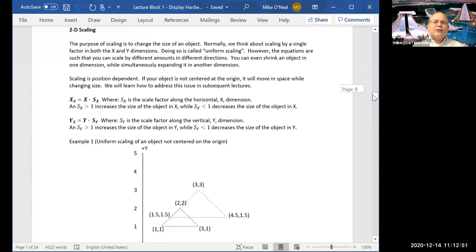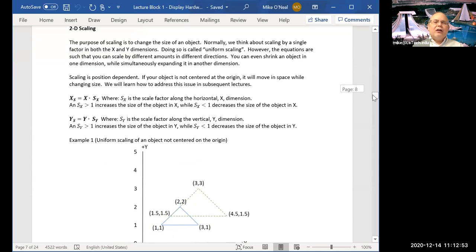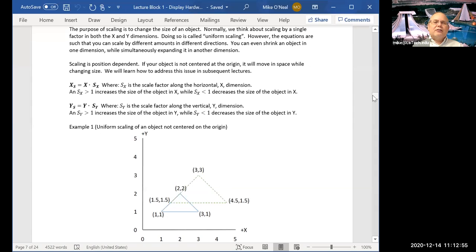So anyway, that was translation. Scaling: the equations are very similar. Really the only difference is you have a scale factor instead of a translation factor in X and Y, and you are multiplying rather than adding. So that's the only difference. In translation, you're adding by a translation factor. In scaling, you're multiplying by a scaling factor.